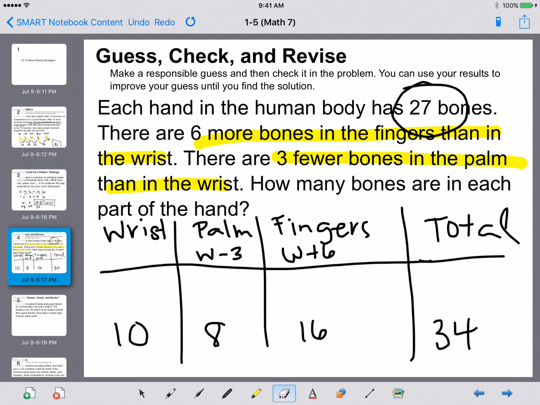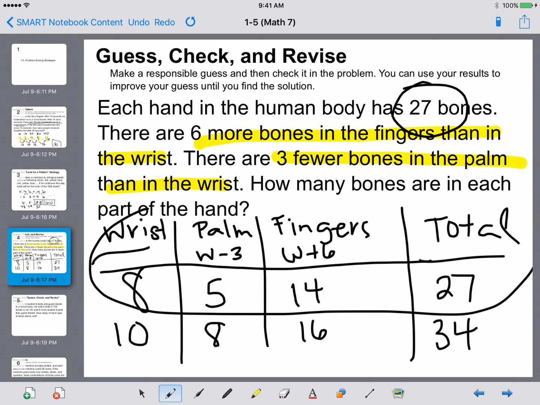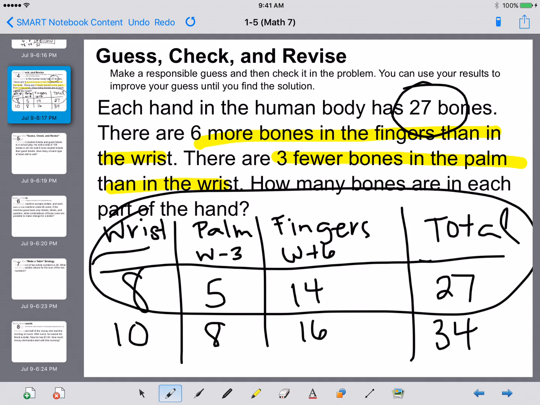Our number has to be somewhere between 5 and 10. So I'm going to go right in between and pick 8. So then our palm would have 8 minus 3, which is 5. And our fingers would have 8 plus 6, which is 14. 8 plus 5 plus 14 is 27. So boom, that's the same. There's our answer. There's 8 bones in the wrist, 5 bones in the palm, and 14 bones in the fingers.